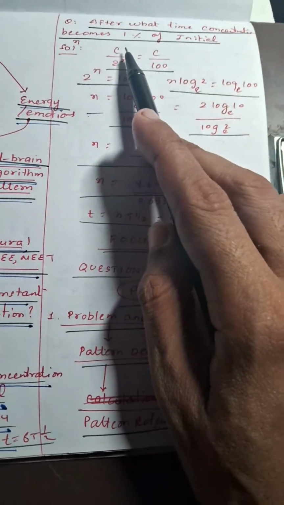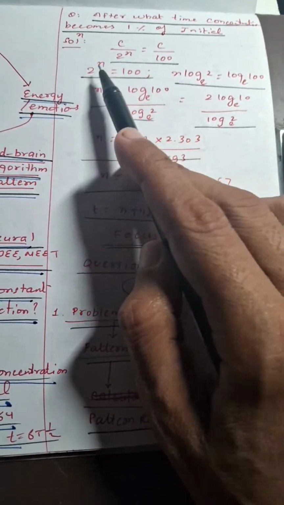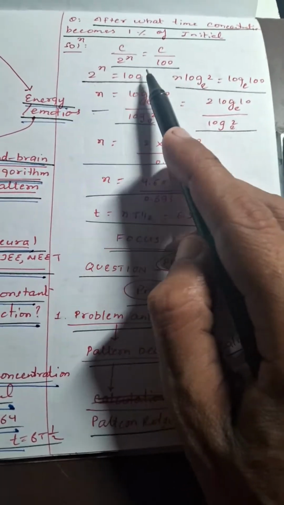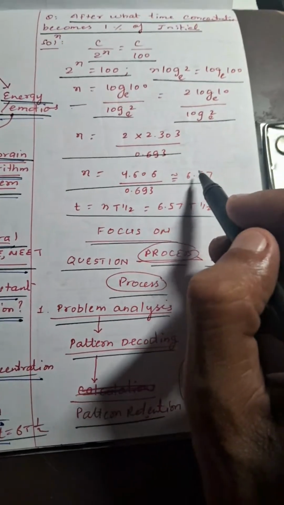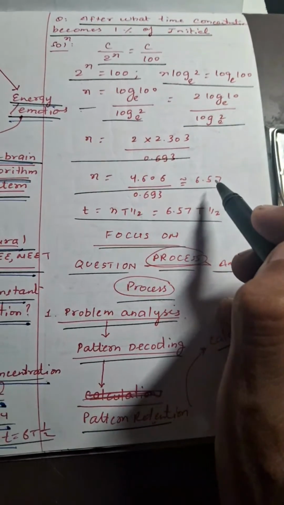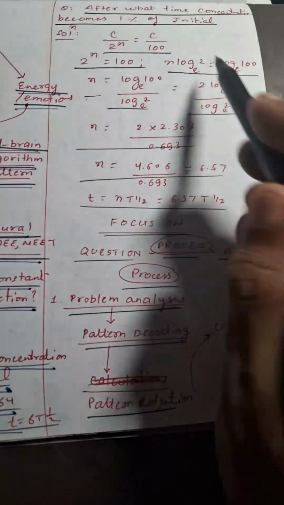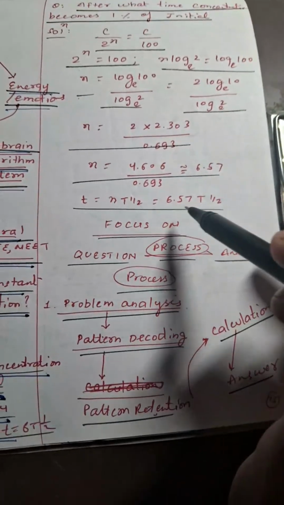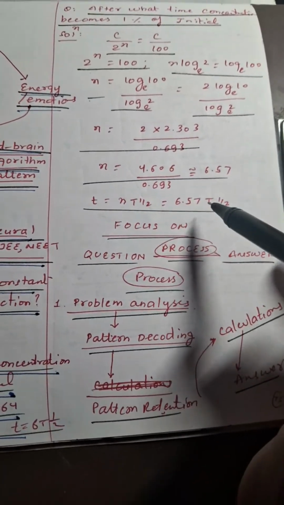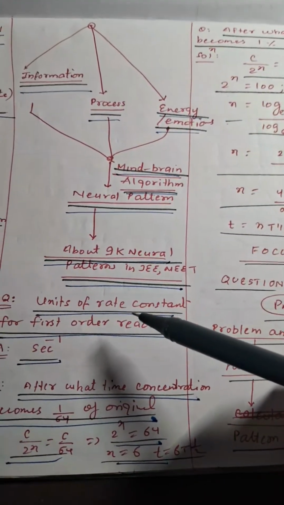So using the same concept, 1% means C by 100. If we equate these terms, we have 2 raised to power n is 100. Taking log on both sides, and after calculating, we finally have n equals 6.57. So it involves more complex questions, more calculations, more use of logarithm, and finally the time comes out to be 6.57 times t half.